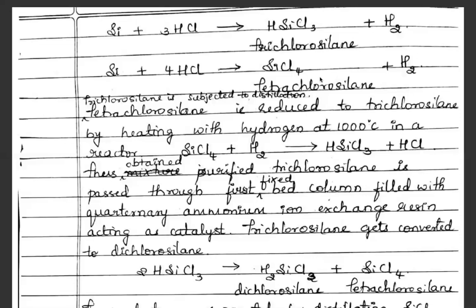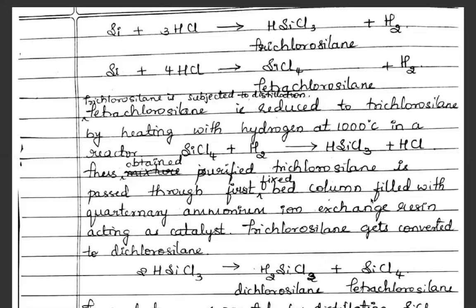Tetrachlorosilane also has to be converted to trichlorosilane, so that we do not waste it. So how do I convert tetrachlorosilane to trichlorosilane? In a hydrogen reactor at 1000 degrees centigrade. So once I treat SiCl4 with hydrogen, I'll get trichlorosilane. So here also trichlorosilane is there. The products are distilled, purified, and then passed into the first fixed bed column.